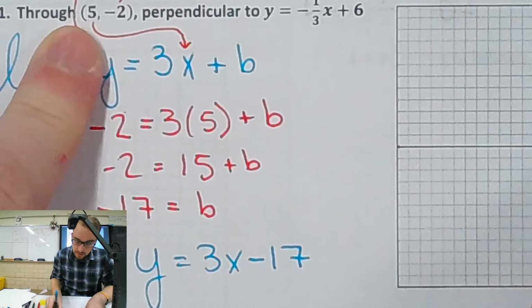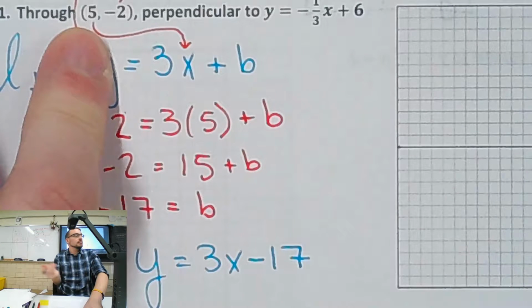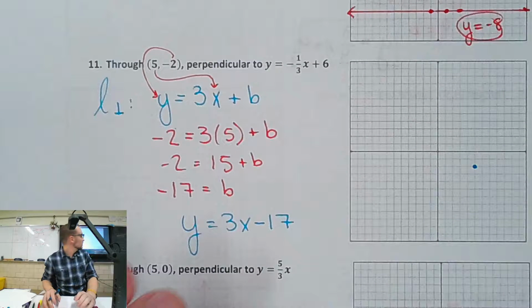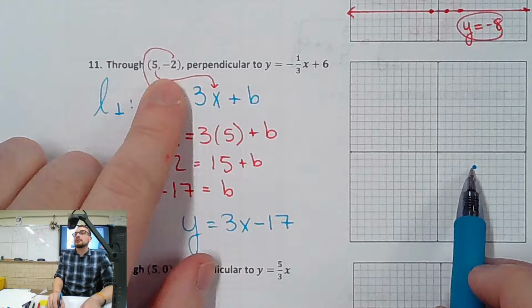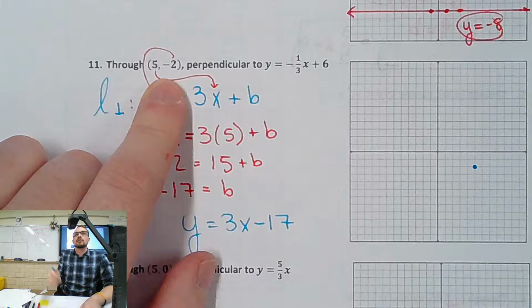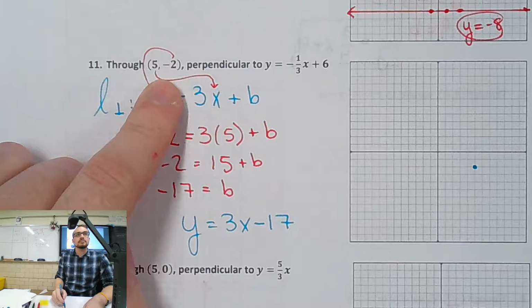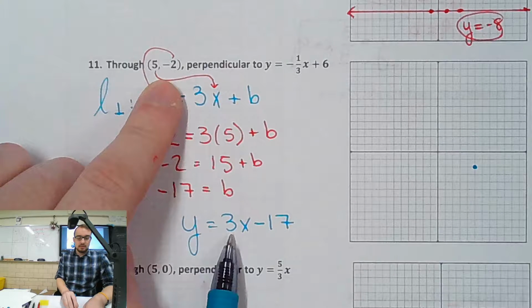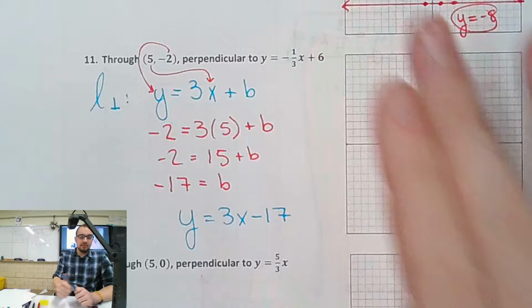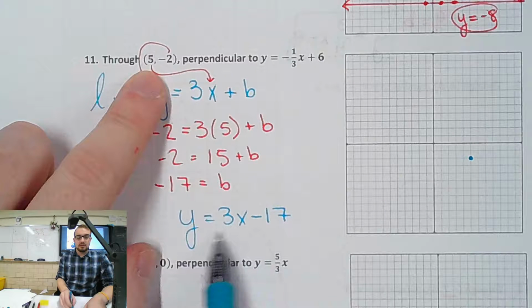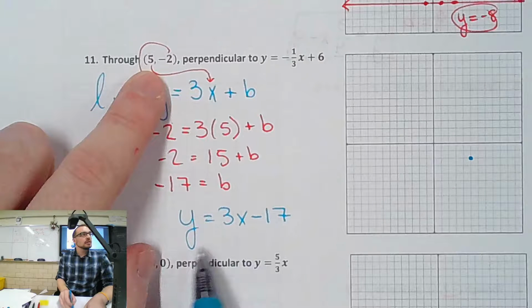That's the point they gave us, right? It's on our line. Now, how do we find another point to graph our line? That's not the line we're looking to graph. That's the line we use to find the new line. We want to graph this line, right?